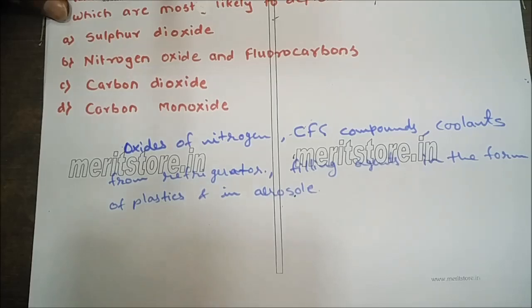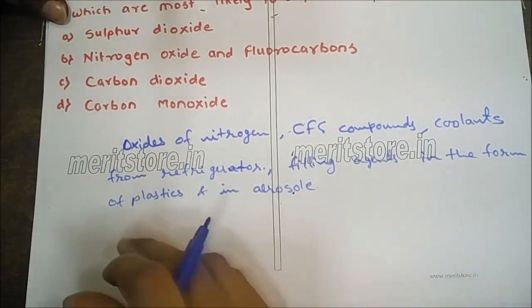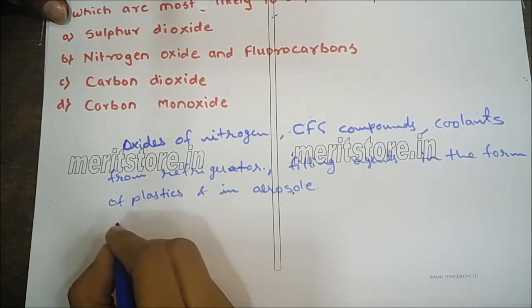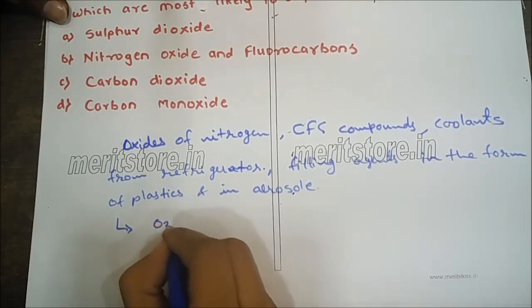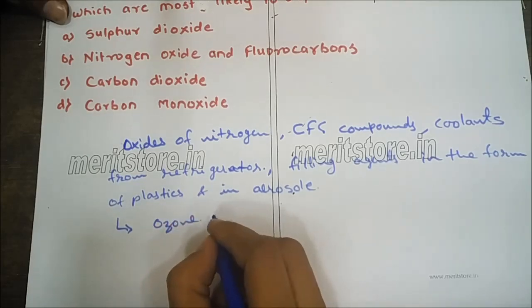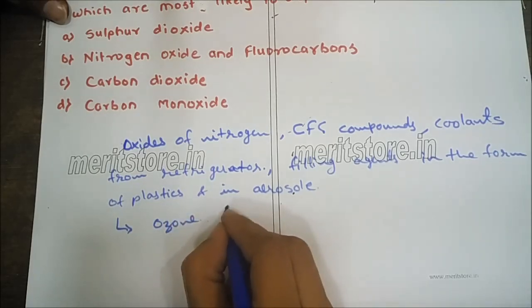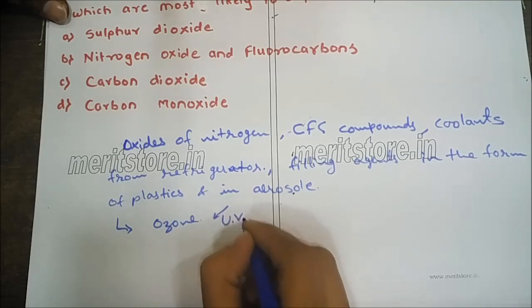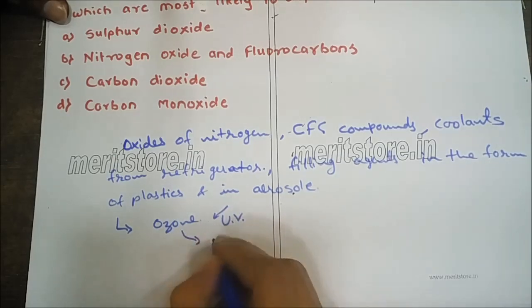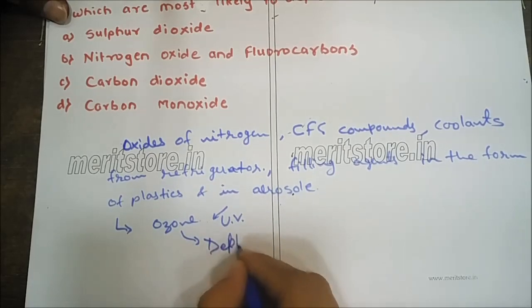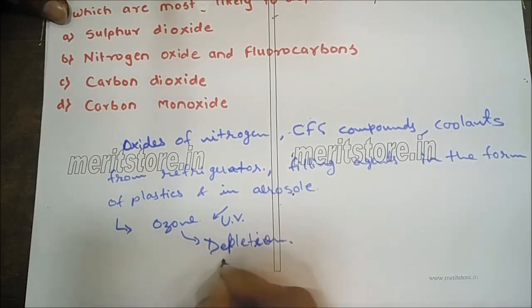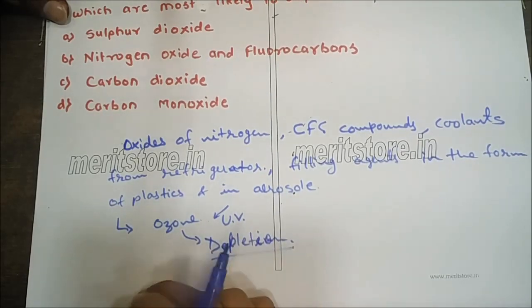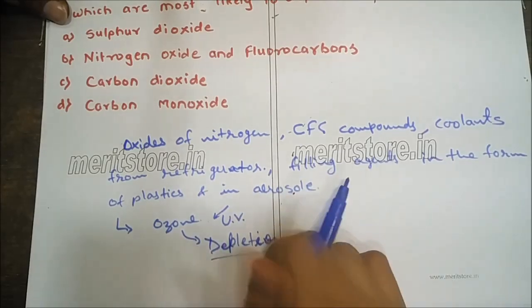Aerosol is the reason for depletion of the ozone layer. These chemicals react with the ozone layer, and when UV rays fall on these layers, there becomes a hole due to this depletion. This ozone layer actually protects our environment from UV rays coming to Earth.